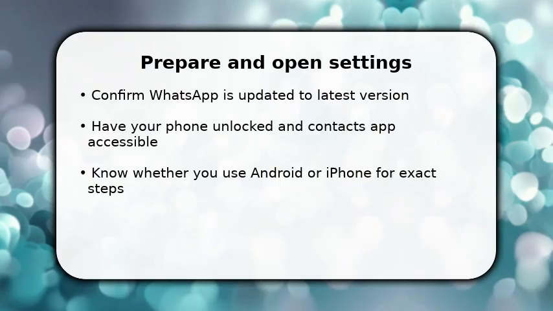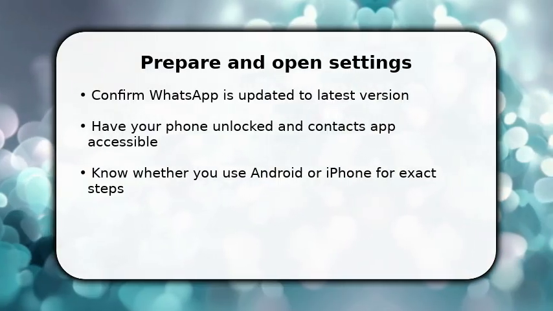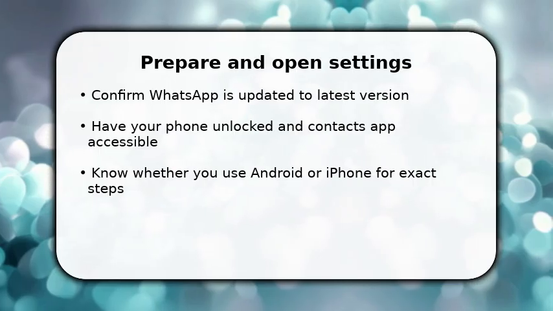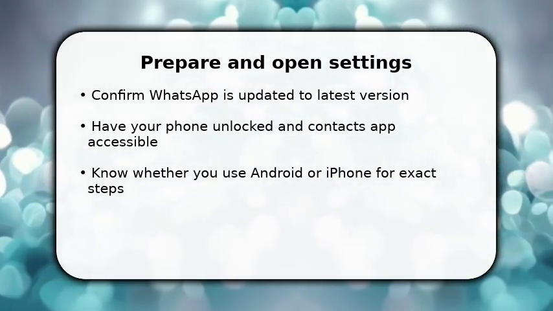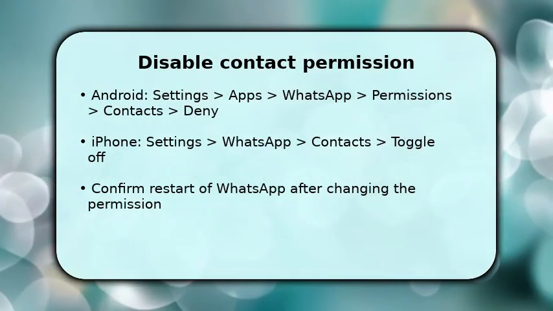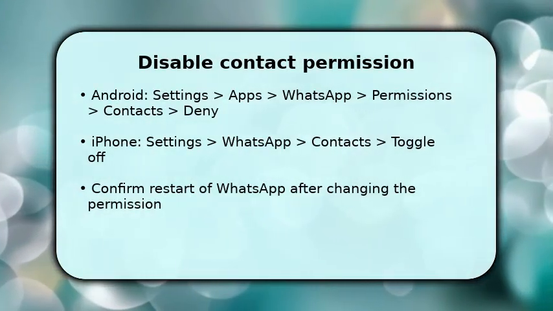Once done, make sure you understand this stops new syncs but won't delete contacts already saved on your device. This immediate action gives you control over which contacts appear in WhatsApp. You now remove WhatsApp's permission to access contacts so it stops syncing.